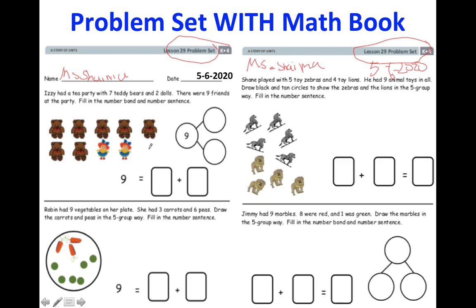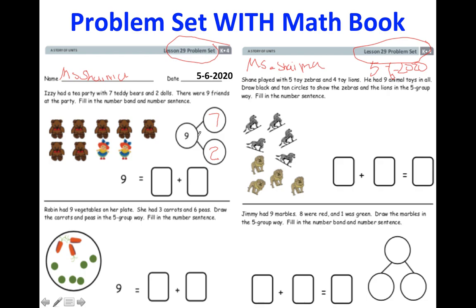Fill in the number bond. The number bond reads 9 and blank and blank. Those are the 2 parts that are missing. So I know from the story there are 7 bears and 2 dolls. So that means 7 and 2 are my parts.